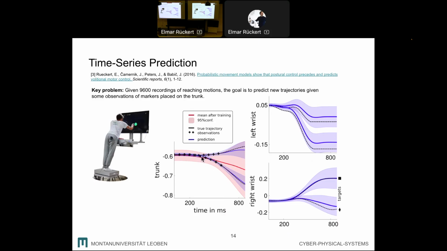And what you see here is a simple illustration where we said, okay, let's assume that we only observe the trunk motion and we try to predict everything else. We predict what the right hand will do, what the left hand will do. And you see here in dashed lines, the true data, that was the training data. And in blue lines, you see the model prediction. And the closer the match is, the better is our model. That's what you see here.